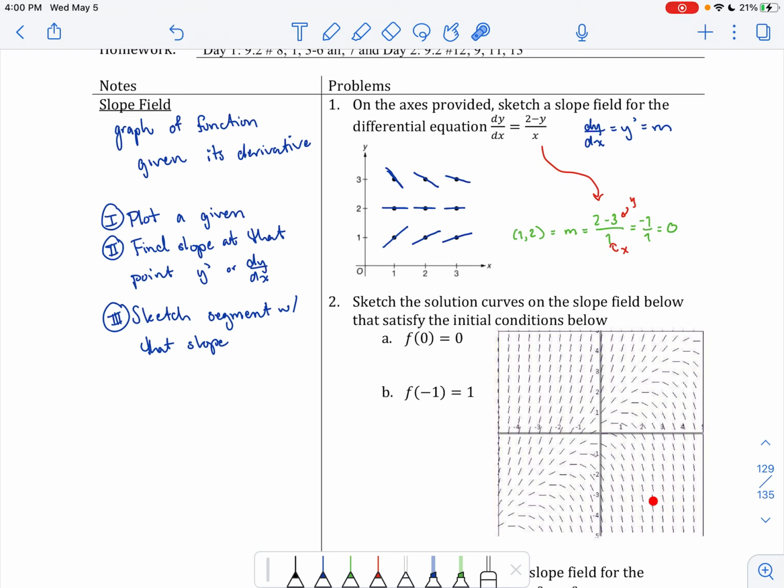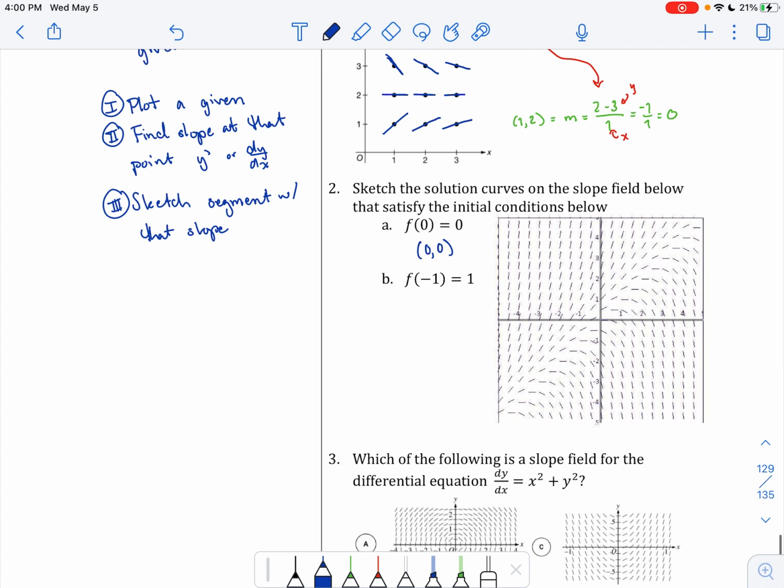You're like, okay, I don't know if it's starting up here or if it's starting down here. So this is your initial condition. This is the equivalent of finding out where your plus c is. So I'm going to do A in blue, and I'll do B in green just to tell them apart. So f of 0 is equal to 0. What that means is that the curve passes through this point here.